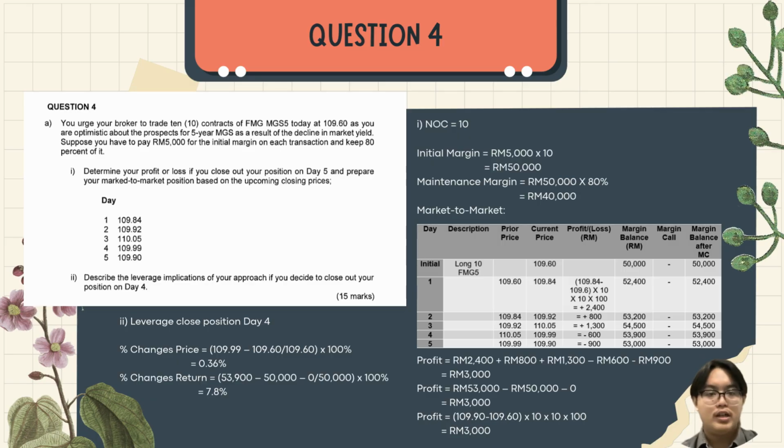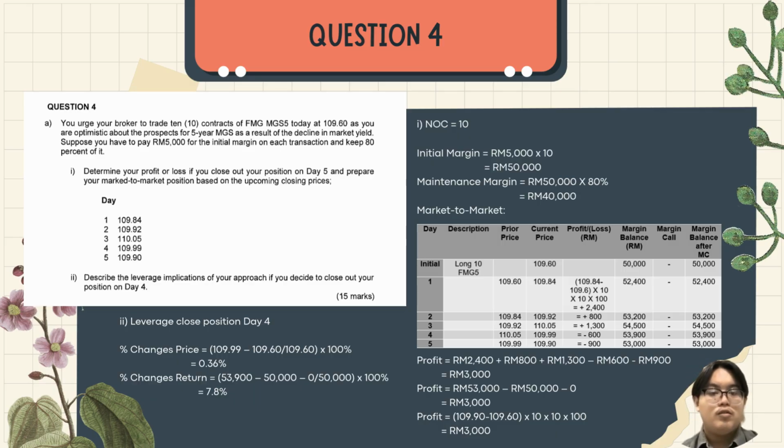However, on day 4, the price decreased to 109.99, causing a loss of 600 ringgit. On day 5, the price decreased again to 109.90, causing another loss of 900 ringgit. Therefore, the total profit is 3,000 ringgit. So, if the investor closes out the position on day 5, the total result is a profit of 3,000 ringgit. This can also be calculated directly using the opening price and final closing price.